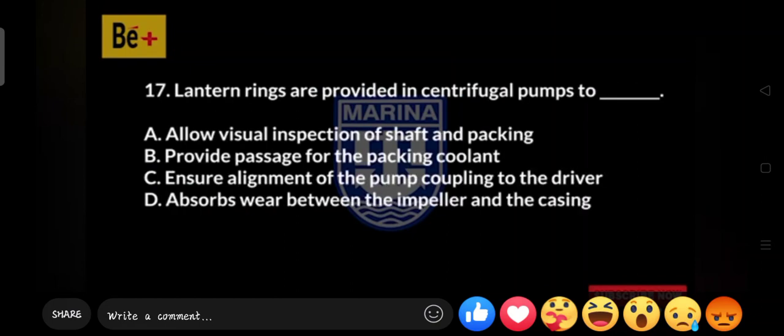Lantern rings are provided in centrifugal pumps to A. Allow visual inspection of shaft and packing. B. Provide passage for the packing coolant. C. Ensure alignment of the pump coupling to the driver. D. Absorbs wear between the impeller and the casing. The answer is B. Provide passage for the packing coolant.